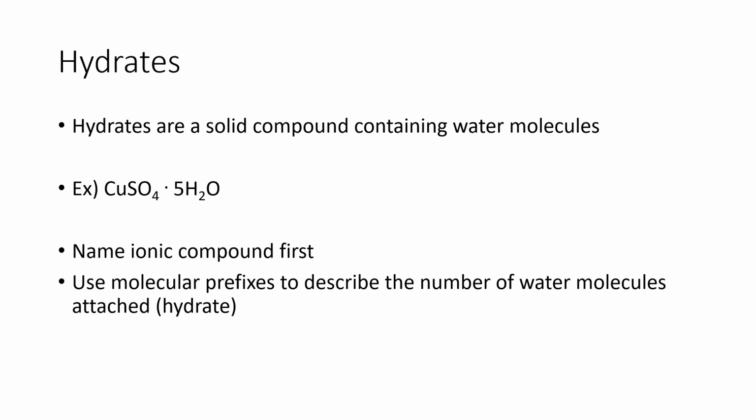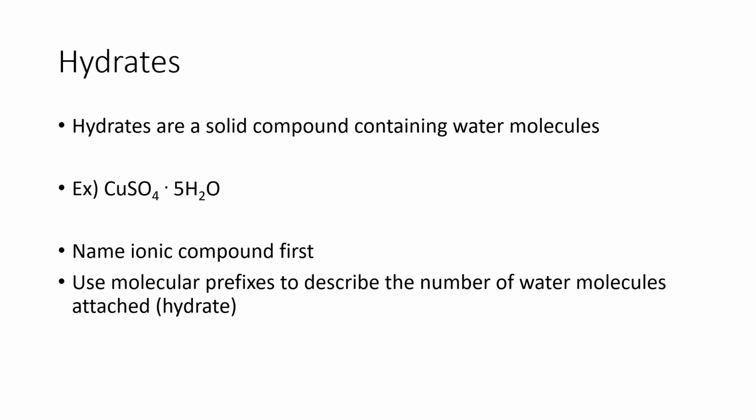We also have compounds that are considered hydrates. These are solid compounds that do contain water molecules. So the ionic compound is bonded to water molecules. You'll notice that it has the ionic compound written. There will be a dot in the middle indicating its attachment to water molecules. Whenever we're naming these, you want to name the ionic compound first, and then use the molecular prefix to describe the number of water molecules attached or hydrates attached.